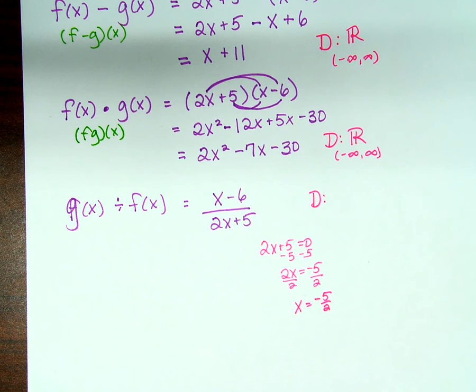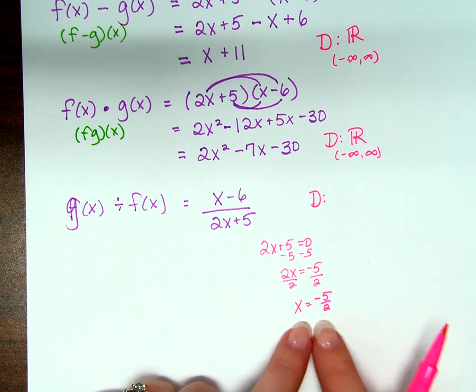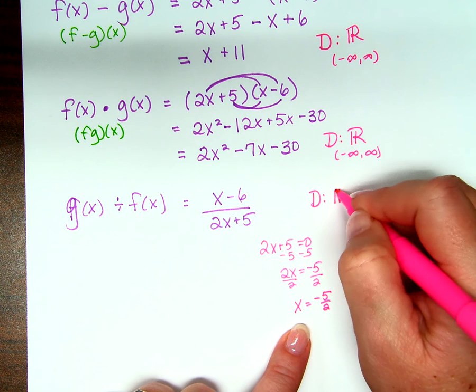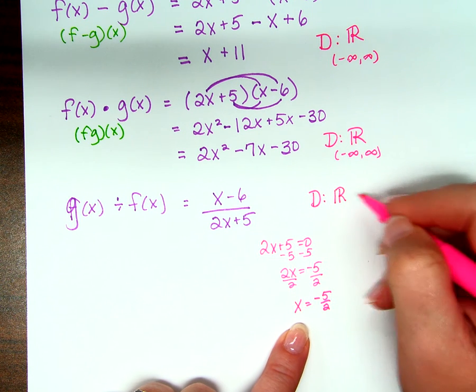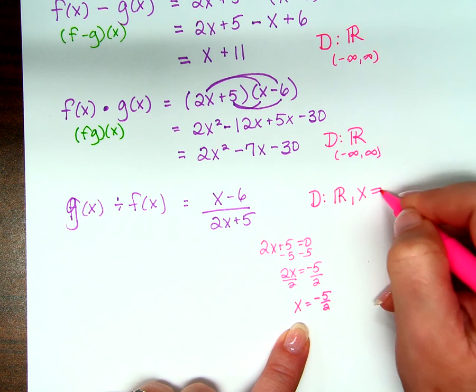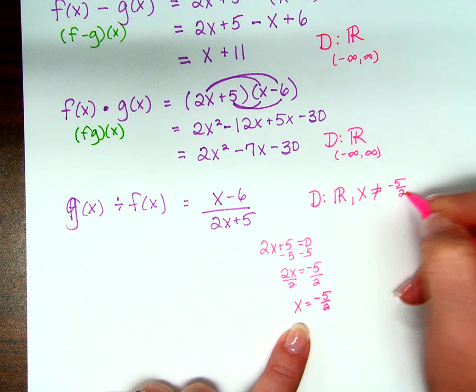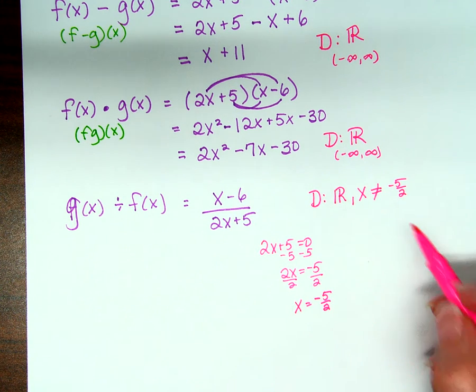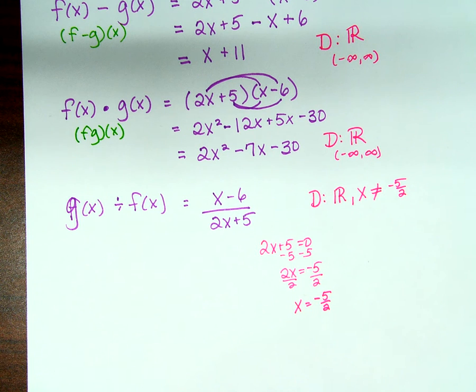No. Can x be anything else? It can literally be anything else except for negative 5 halves. So when I write my domain, I say it's allowed to be anything except for negative 5 halves. The domain is all real numbers except for negative 5 halves. X is not equal to negative 5 halves. Correct.